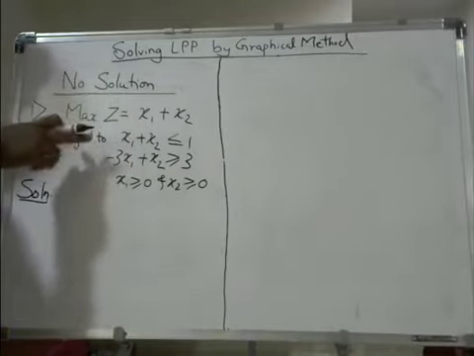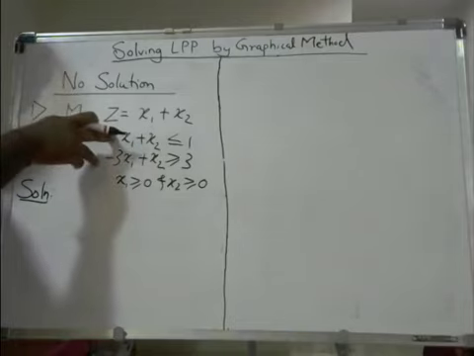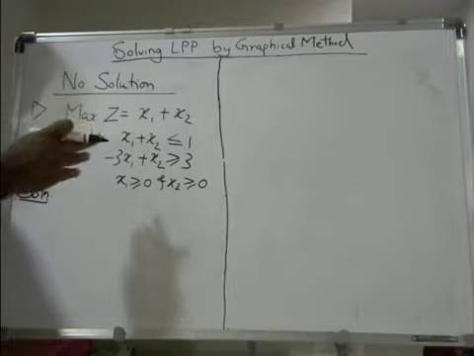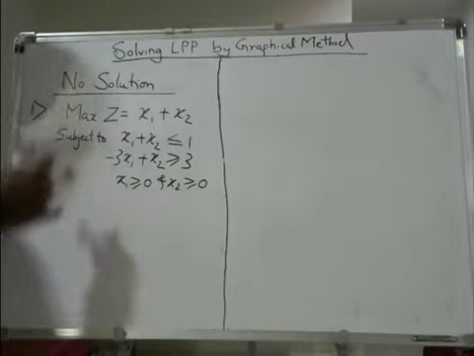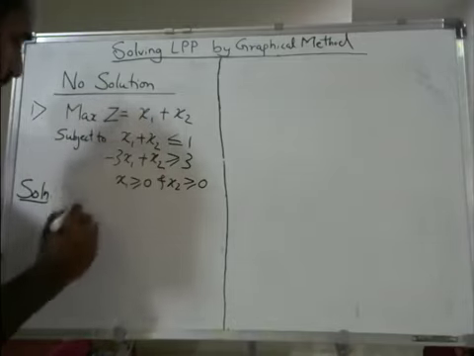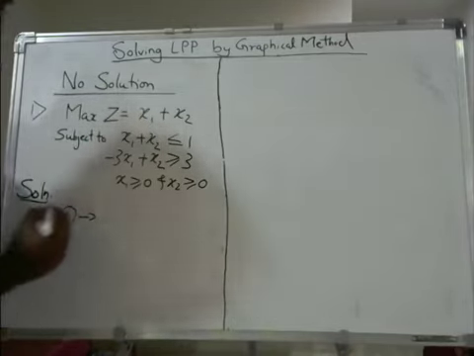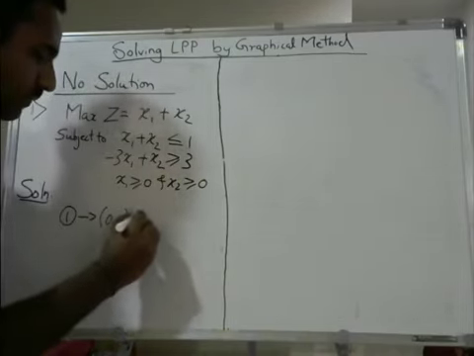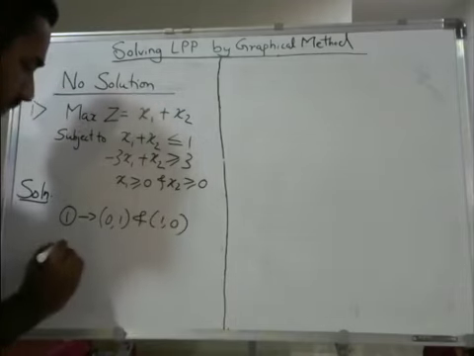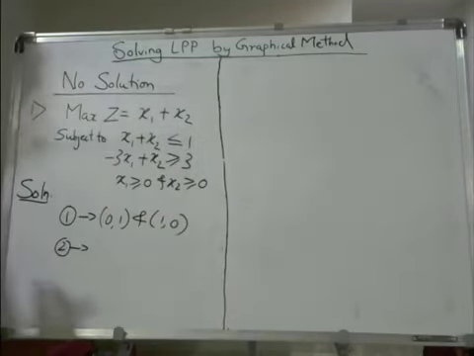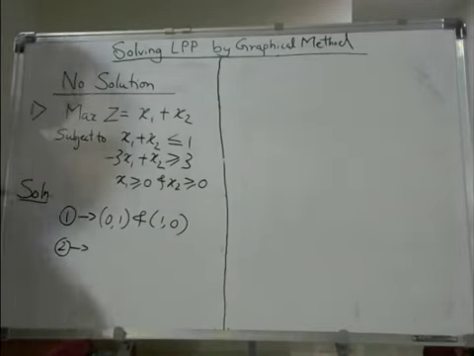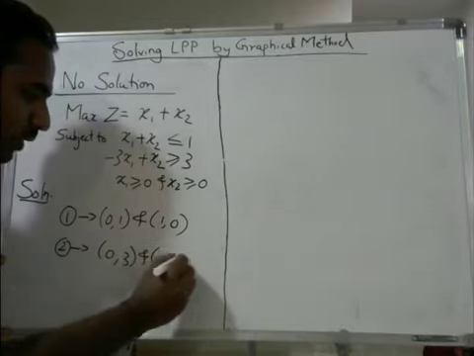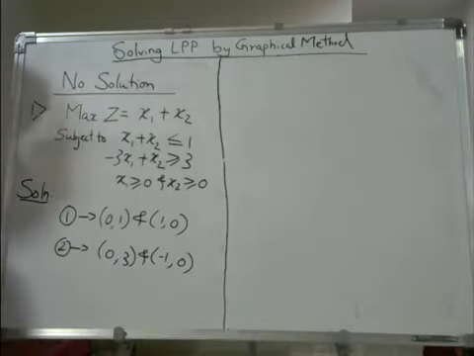Now, if we convert these inequalities constraints to equalities, and when we substitute x1 is equal to 0 and x2 is equal to 0 and get the coordinates for equation 1, there are two equations. So for equation 1, the coordinates are 0, 1 and 1, 0. And for the second equation, it is 0, 3, and it is minus 1, 0. Now let us try to draw a graph here.